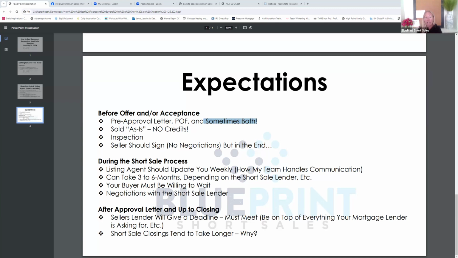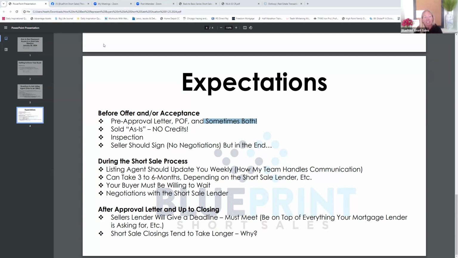So please have that conversation with your buyers up front. The expectation is that, hey, Mr. Buyer, this is a short sale, and all short sales are sold as is. So whatever you find in the home inspection, you can either walk away, or you're just going to have to take it. It's as is. The seller's not going to make repairs. The bank's not going to make repairs. The listing agent isn't going to make repairs. So there's no credits.